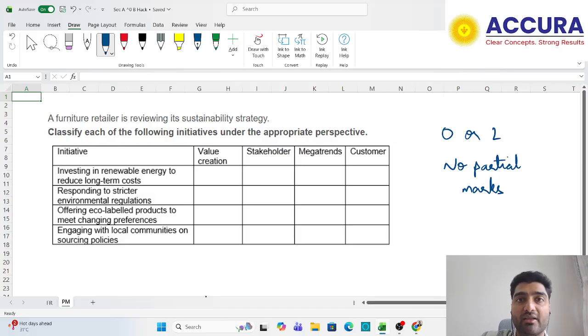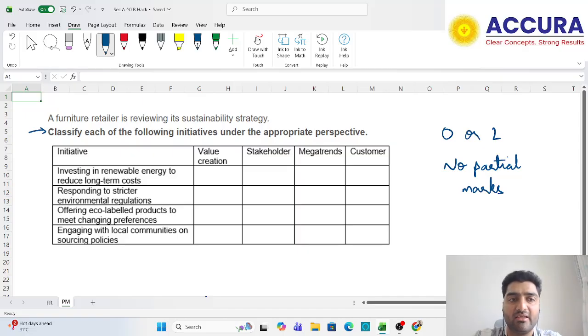So what needs to be done in such cases? You will be selecting the choices smartly. You start with those where you are confident that this is the correct answer. Okay, let's understand. Classify each of the following initiatives under the appropriate perspective. A furniture retailer is reviewing its sustainability strategy.